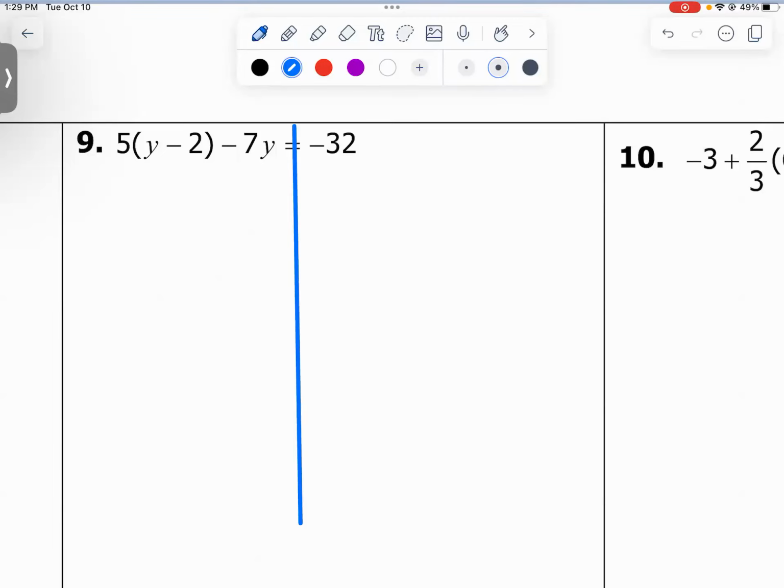Okay. This problem has a little bit of everything. What's the first thing we need to do? You have to distribute. Okay, so the first thing we have to do is distribute. So we are going to distribute this 5 into the y minus 2. Write this down with me, please. We have 5 times y. We have 5 times minus 2.